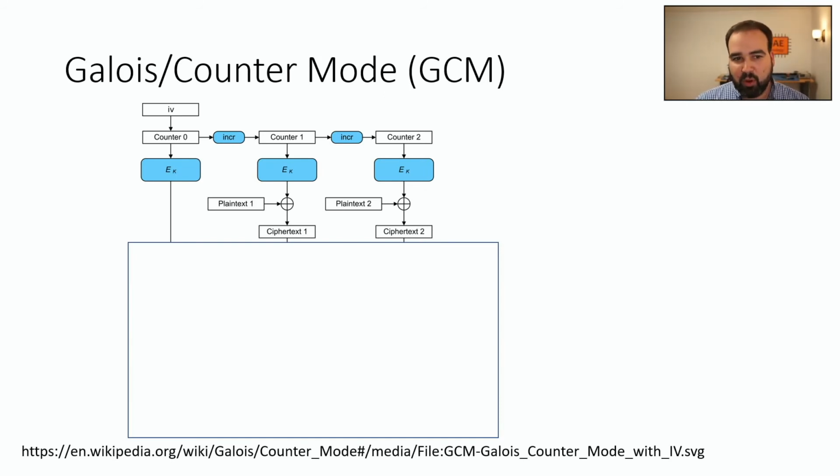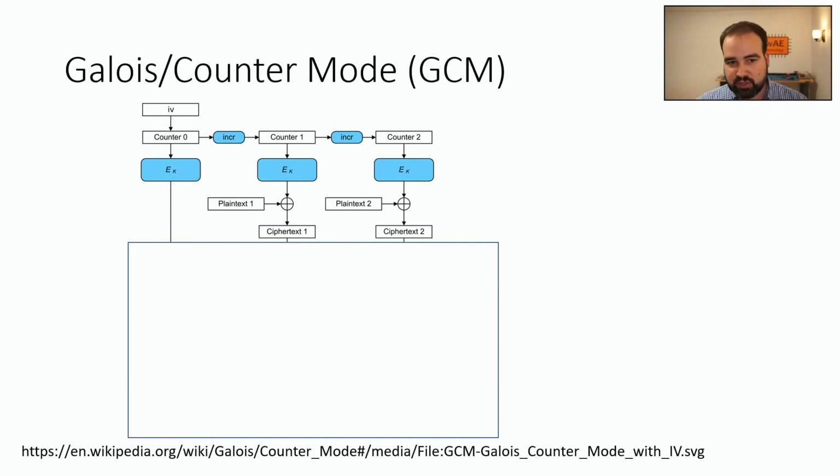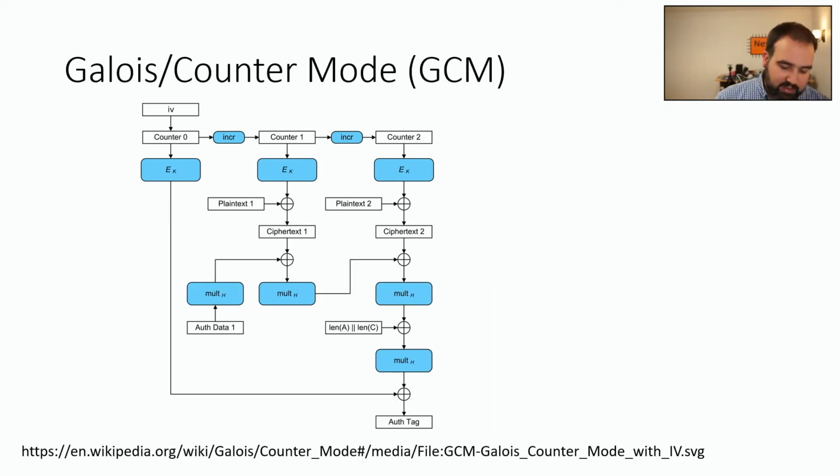There's a newer mode called Galois counter mode, GCM. The diagram looks a little different, but this part here is the same. You can see there's a counter that goes through the encryption. It's XORed with the plaintext to generate the ciphertext. So this is part of the encryption. What's new, or what's different, is that it also adds some authentication capability.